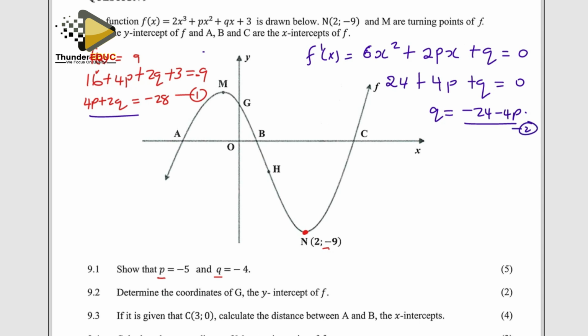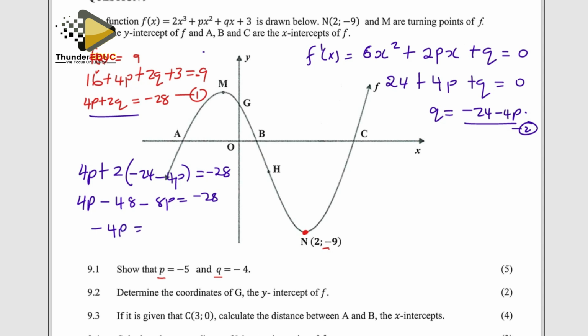So substitute, replace. So that will be 4p plus 2 into negative 24 minus 4p is equal to negative 28. So 4p minus 48 minus 8p is equal to negative 28. This and this, I'm getting negative 4p, 48. Minus 28, I'm getting negative 20. It's a positive 20. Then I'll divide both sides by negative 4, which means p is negative 5.